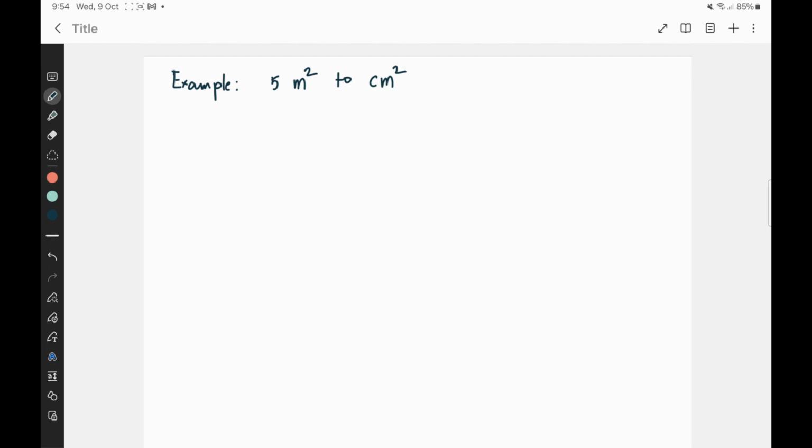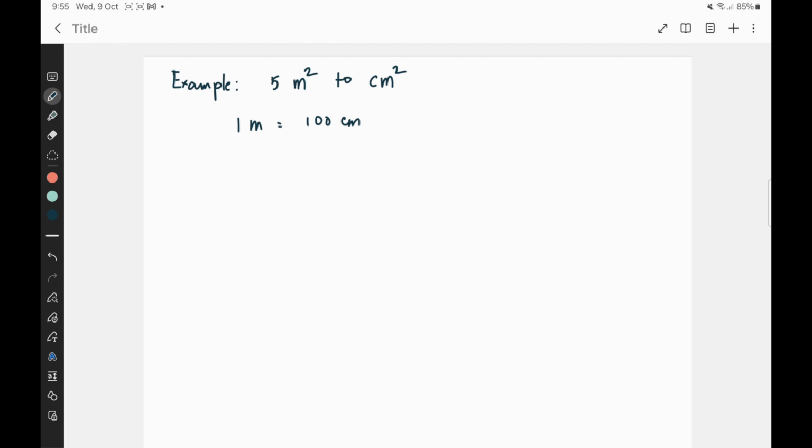First, let's try to write the existing conversion factor that we know from meters to centimeters. Now, we know that 1 meter is equivalent to 100 centimeters. Now, why do we need to write this? It's because this is somewhat the only conversion factor that we know so far about meters to centimeters.